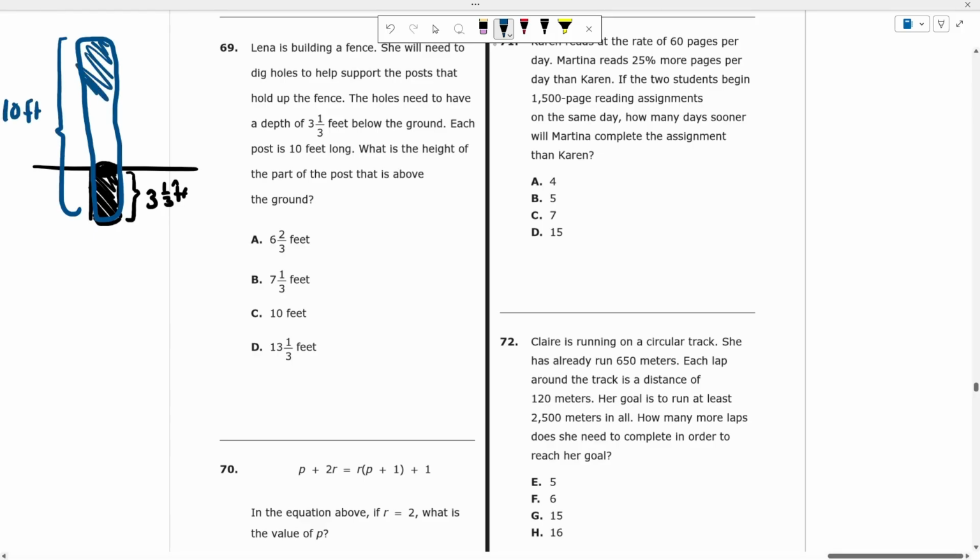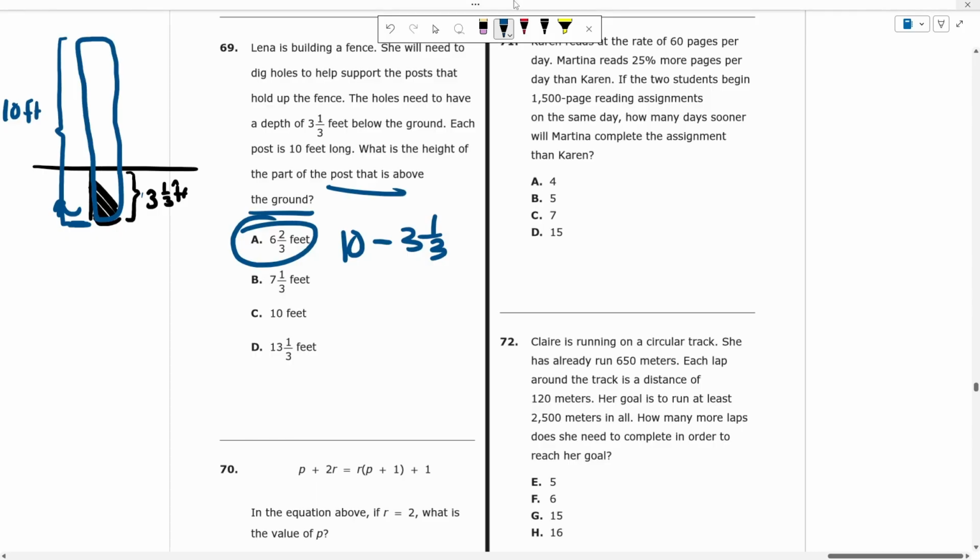Okay. So now they're asking you, what is the height of the part of the post that is above the ground? So what part of this post is above the ground? Well, you already know that 3 1/3 of it is underneath it, and you know that 10 feet comes out of that 3 1/3, so you just need to do 10 minus 3 1/3, and you end up getting 6 2/3 feet. So that's going to be the correct answer here.